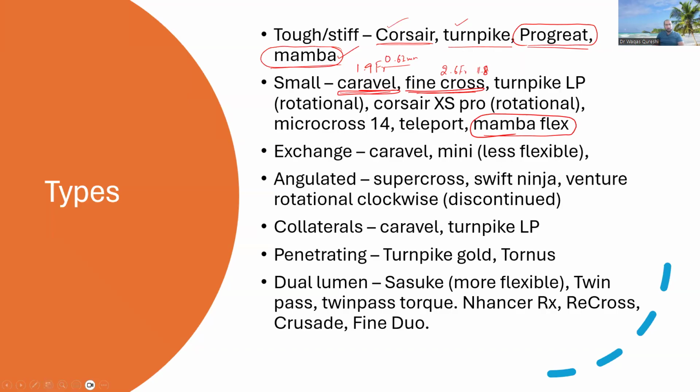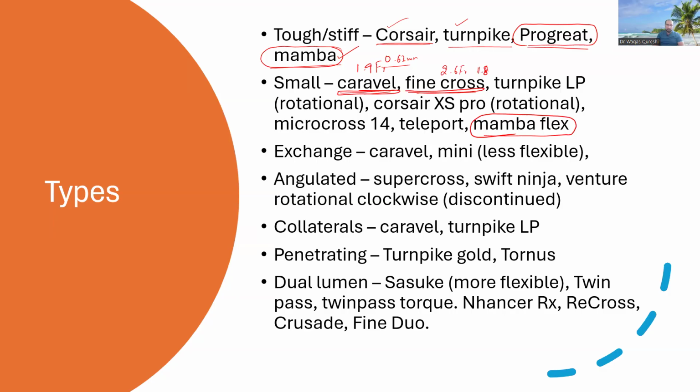In the case of Turnpike LP, there's a standard Turnpike that I mentioned before, but the LP is a low profile. It's really good in going through retrograde collateral vessels, as well as doing the antegrade procedures. As I said, this has a tapered end and has a braid behind it, which really helps in pushing this catheter. So my go-to catheter is actually Turnpike LP these days.